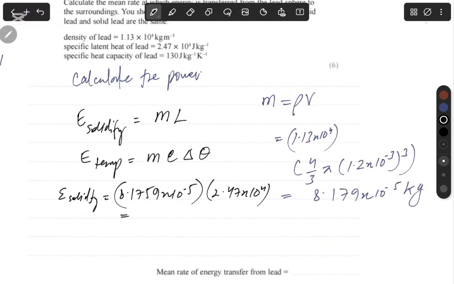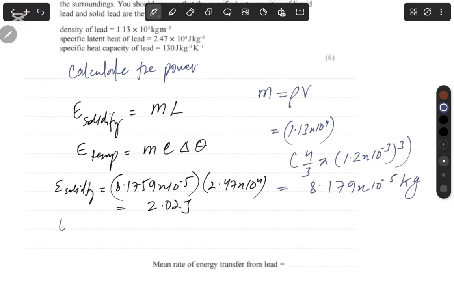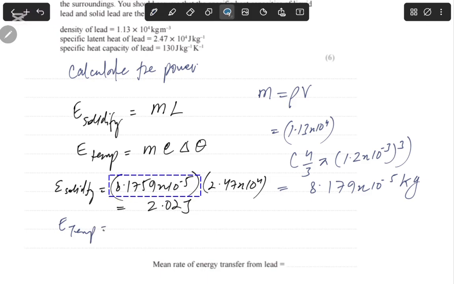And when I plug it into this equation, where I'm going to be calculating the energy required, the energy released so that the molten lead becomes solid lead, I'm going to get the value from this equation as 2.02 joules. Now the energy required to increase the temperature should have the same mass.